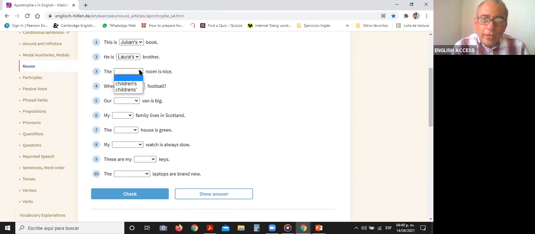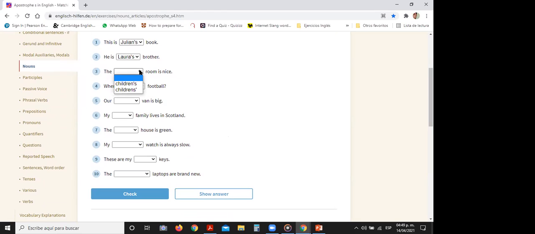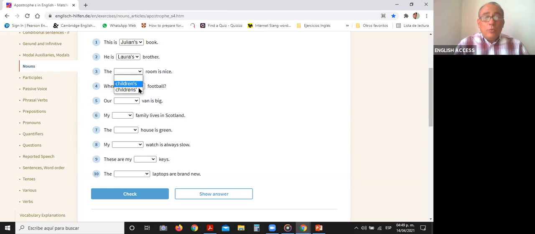Children. Is children singular or plural? It's plural, meaning that we cannot add an S at the end. We cannot say children's with the apostrophe after the S. That is incorrect. So for children, we need to add apostrophe S. And this is the correct one: The children's room is nice.